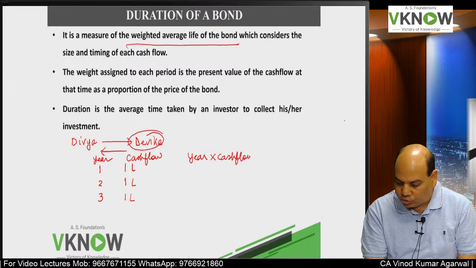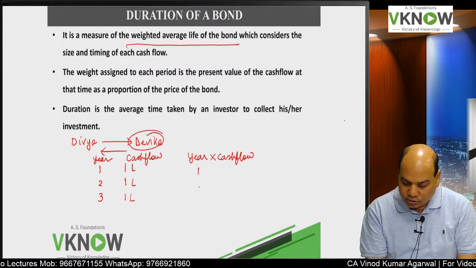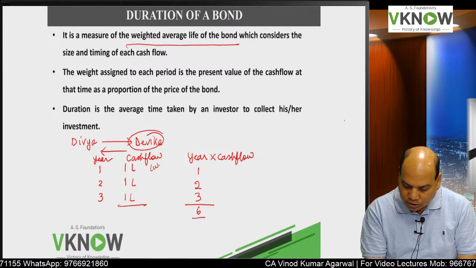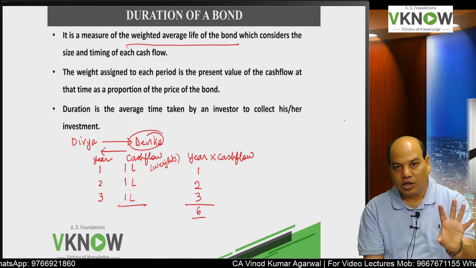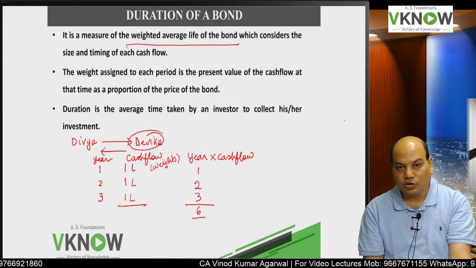Cash flow will be used as weight. So multiply 1 into 1, 2 into 1, 3 into 1. Take the total, 6. Take the total of the weights. Cash flows are being used as weights. It's a weighted average because if the amounts are different in different years, the weights will also change.